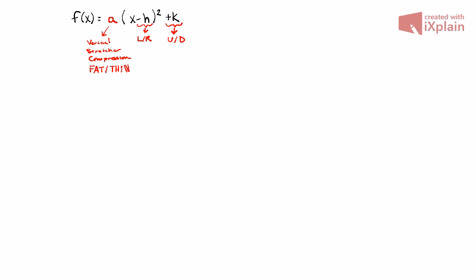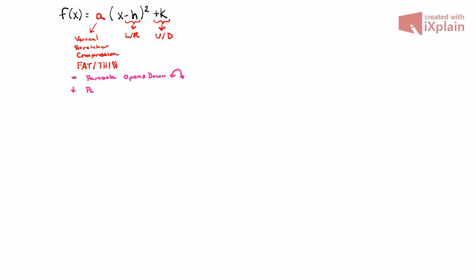So what I want to note here is that a actually does play an additional role. If a is negative, then that means that the parabola opens down. So it kind of frowns. If the a, or your lead coefficient, is positive, then your parabola opens up. So we do have all this information that we're going to use in order to help us graph the parabola.